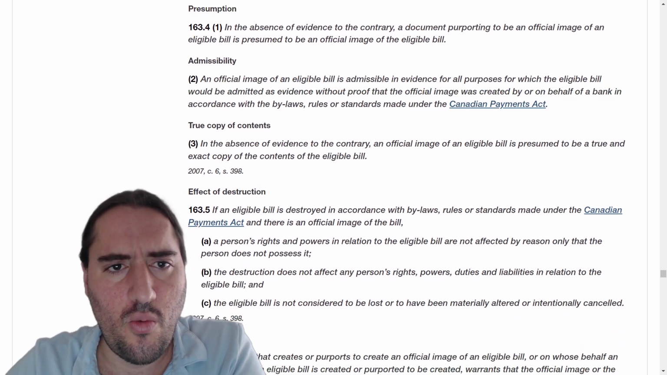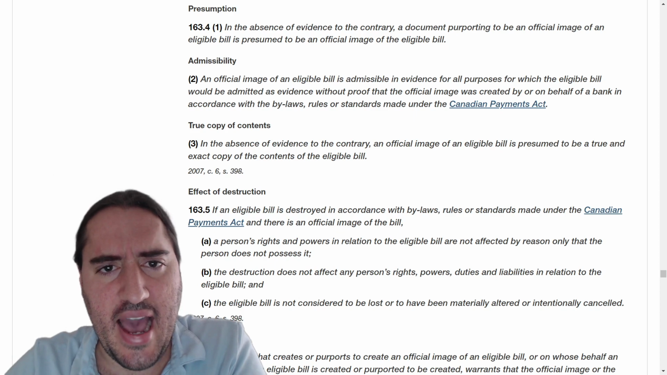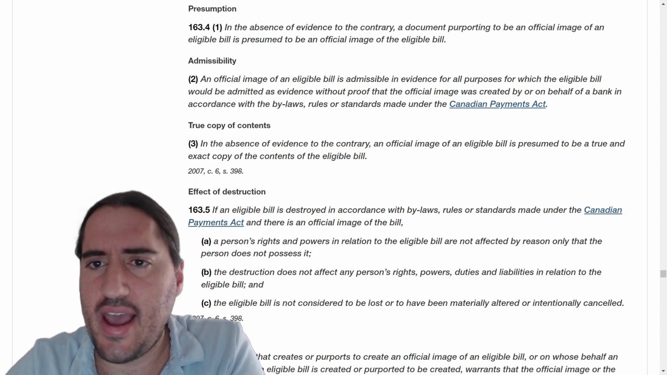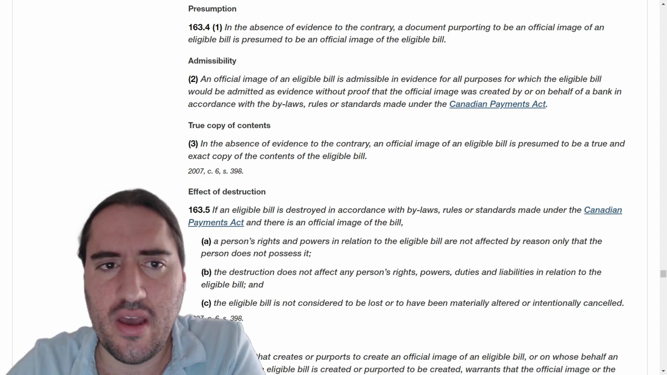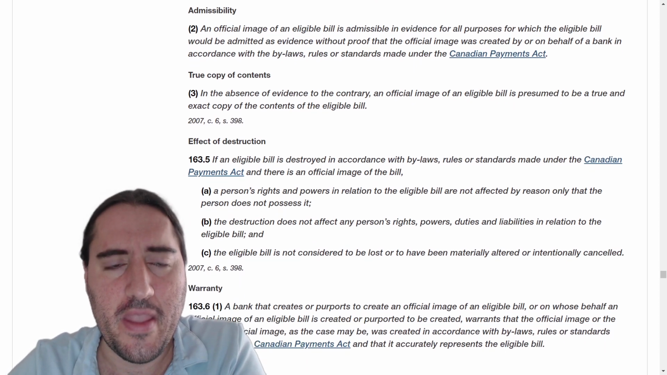Presumption. 163.4. In the absence of evidence to the contrary, a document purporting to be an official image of an eligible bill is presumed to be an official image of the eligible bill.